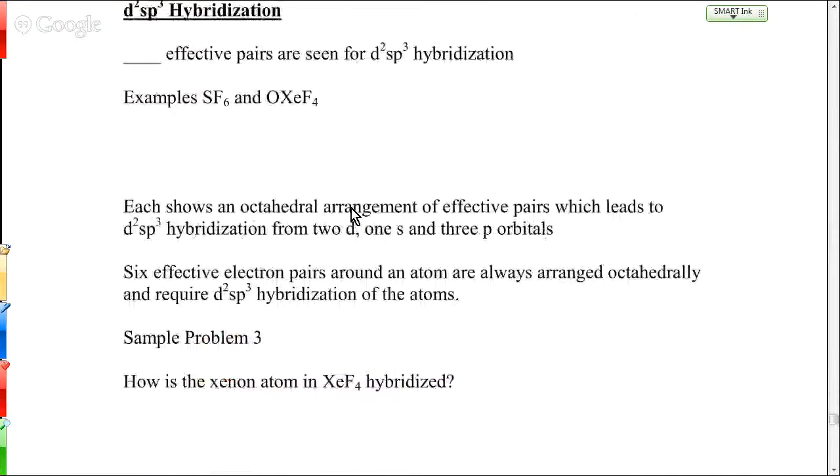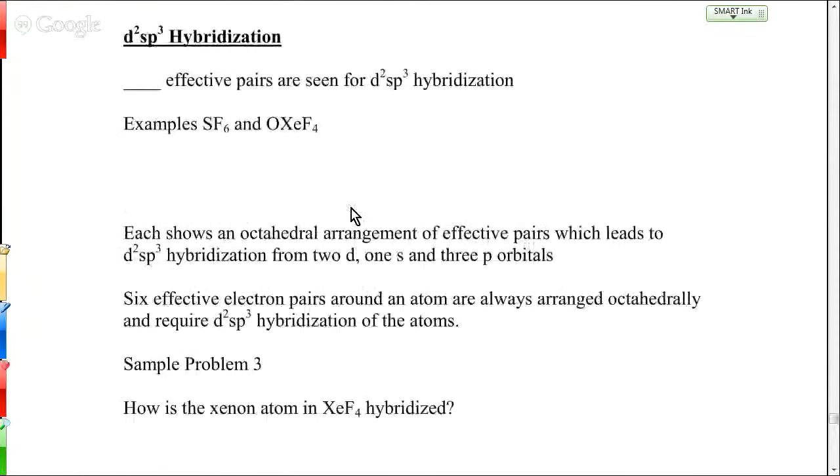And then the last one is sp3d2, or d2sp3. How many effective pairs do you need for that, you think? For sp3d2? 6, right? 1 from the s, 3 from the p, 2 from the d, 6 pairs. And that's what we get in our octahedral coordination or octahedral bonding.